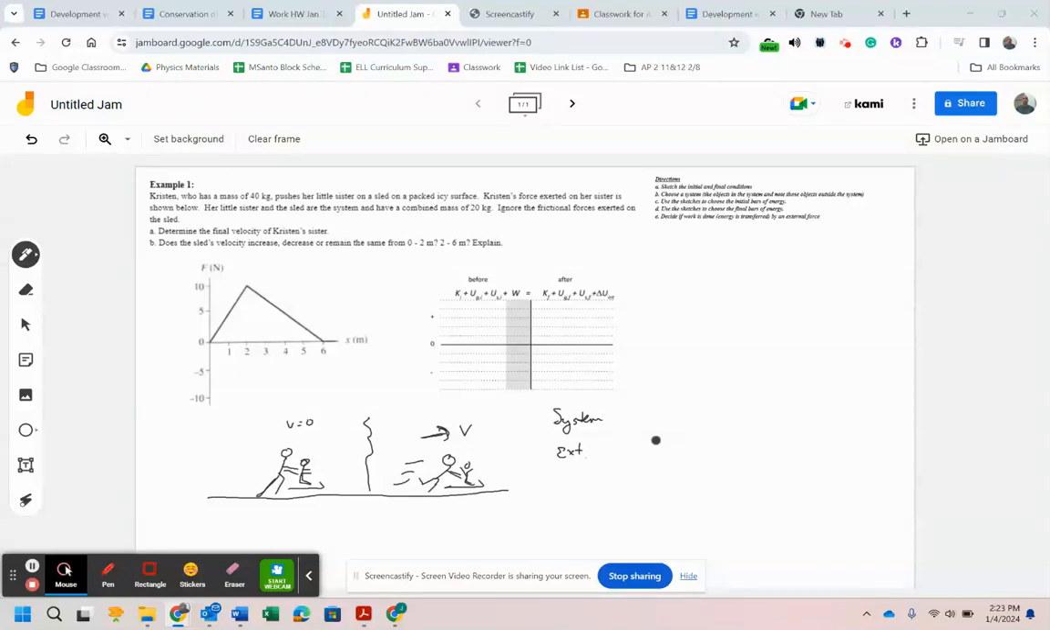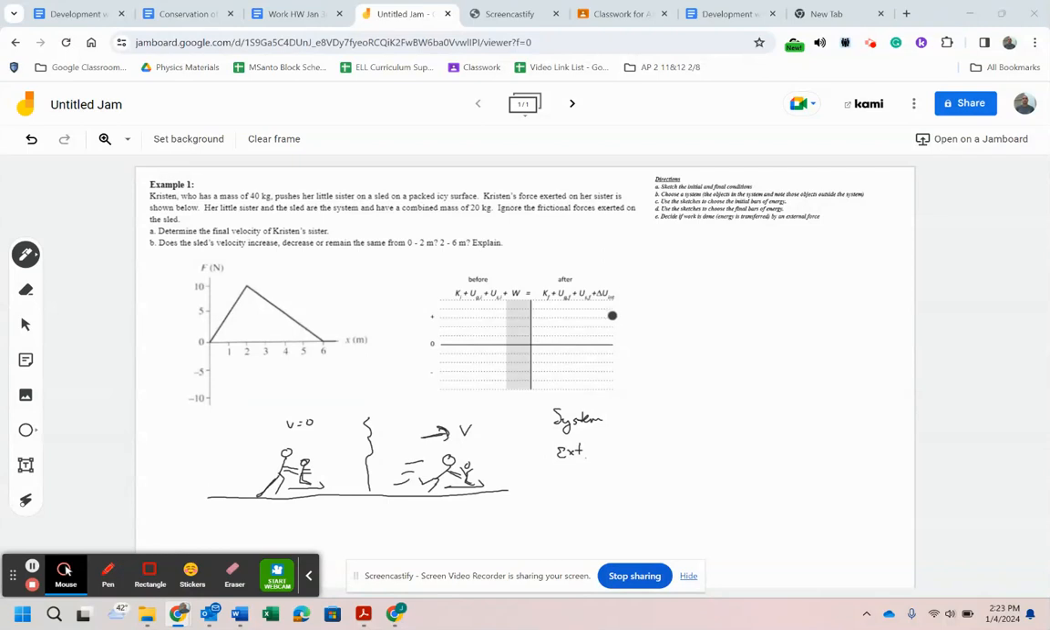Okay, work energy examples. Now, in all these examples, I'm going to encourage you guys to draw the initial and final conditions, because when we're dealing with energies, you need to know what the initial state is and the final state. It has to be well defined. Otherwise, it's going to be very difficult to figure out what's going on.